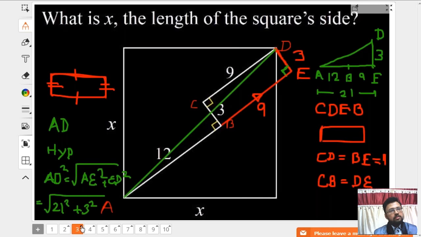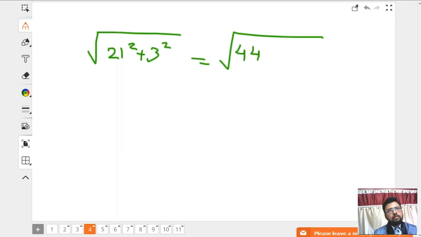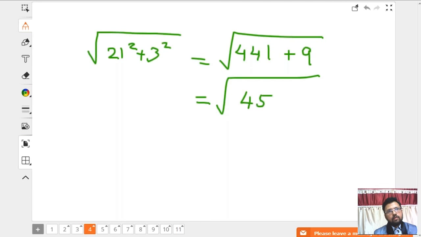Root of 21 square plus 3 square is equal to root of 441 plus 9, which is equal to root of 450. This is a very odd looking answer, root of 450. What can we do? We can write root of 450 as equal to root of 2 into 225.